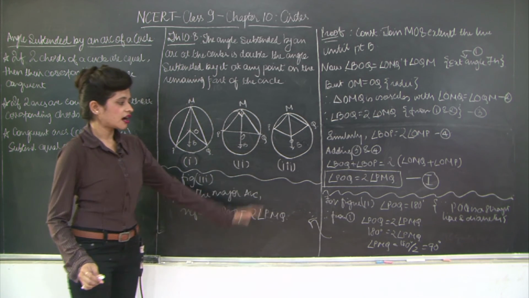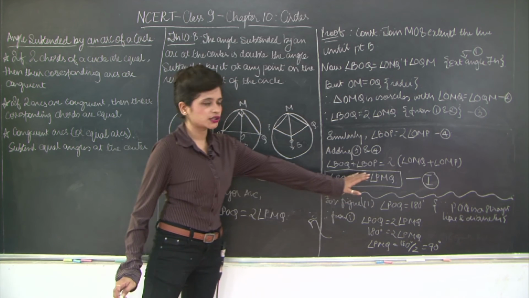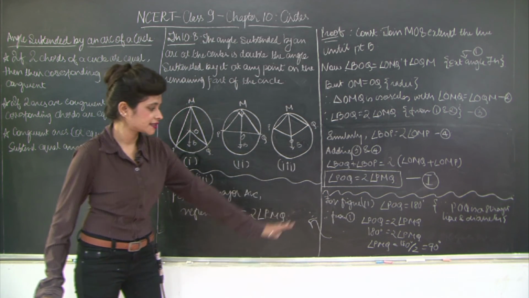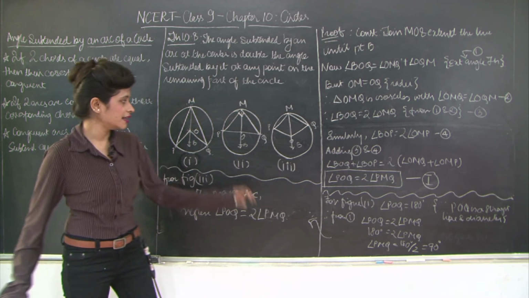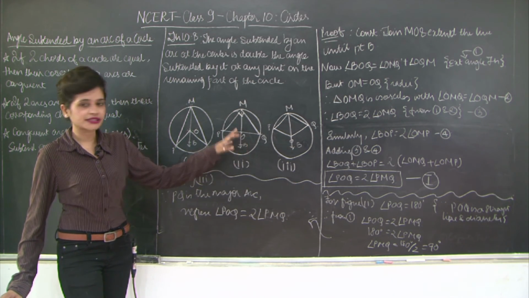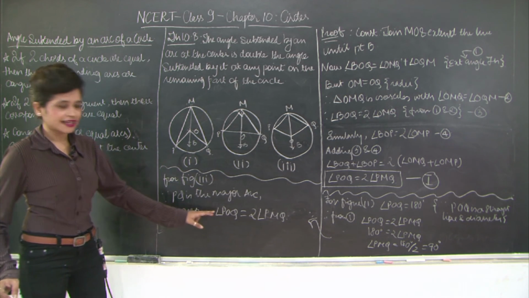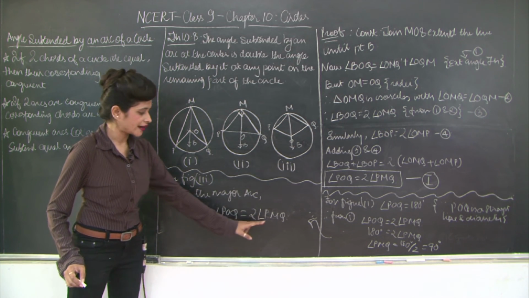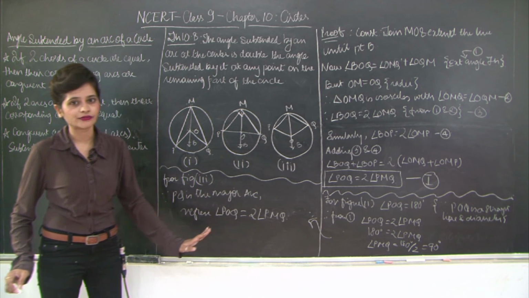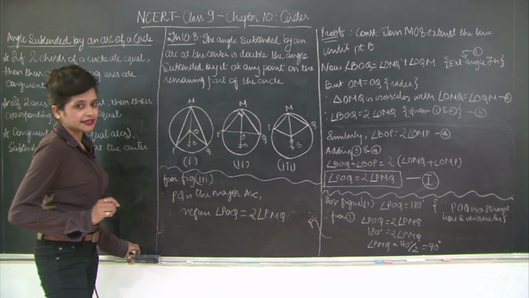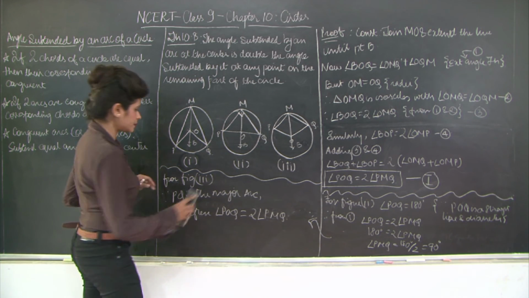So for the minor arc, it just goes that way, that POQ is twice PMQ, angle subtended at the center is twice angle subtended at the circumference. For a semicircle, the angle subtended at the circumference is 90 degrees, and for the major arc, reflex angle subtended at the center is twice the angle subtended at the circumference. So we will go ahead and take a look at a special proof related to this.